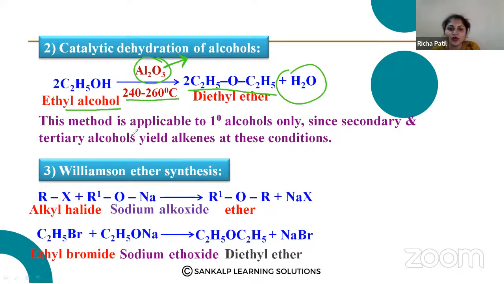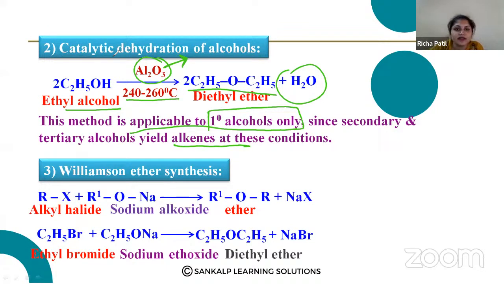This method is applicable only for primary alcohols. Since with secondary and tertiary alcohols, when you treat them with aluminum oxide, it will yield alkenes under these conditions.